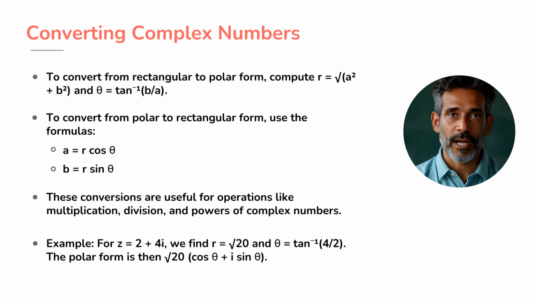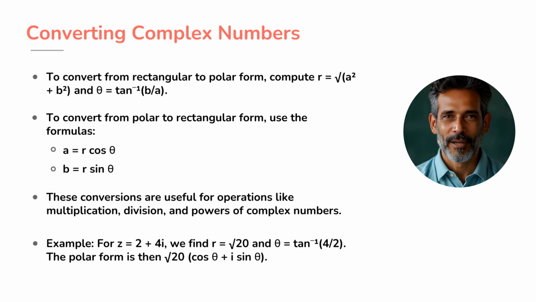To convert from rectangular form a plus iota b to polar form, calculate r equals square root of a squared plus b squared and theta equals tan inverse of b divided by a. To convert back from polar form, we use the formulas a equals r cosine theta and b equals r sine theta. These conversions are very useful for carrying out operations like multiplication, division, and raising complex numbers to powers.